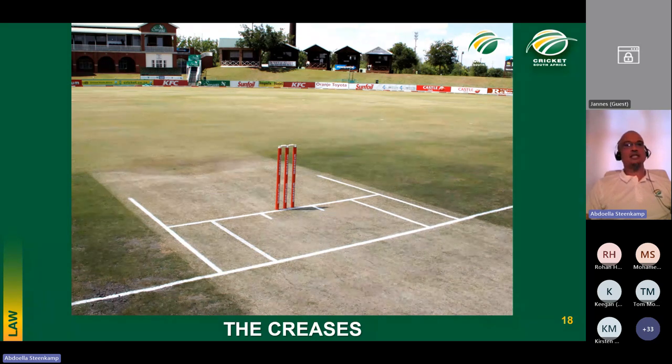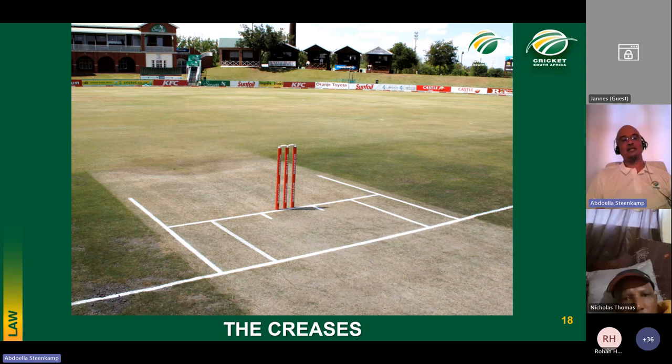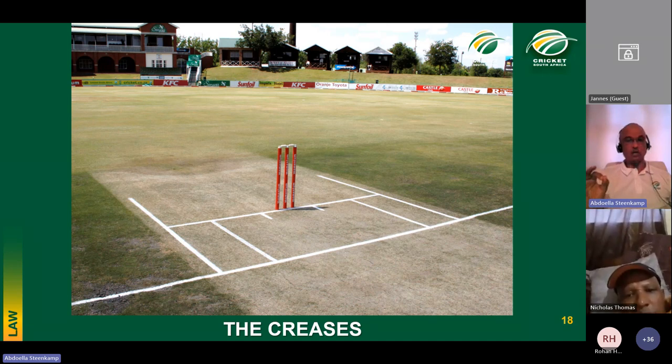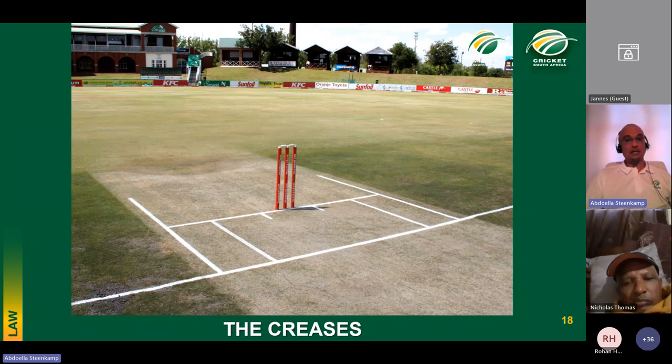The names of the creases is definitely in the exam. I'm giving you three free points. They're going to ask you to name the creases. They're going to give you a sketch, and there's going to be letters next to the sketch, A, B, or C. They're going to ask you, A, name the crease, B, name that crease, C, name that crease. So I'm giving you three free marks. Know the names of your creases.